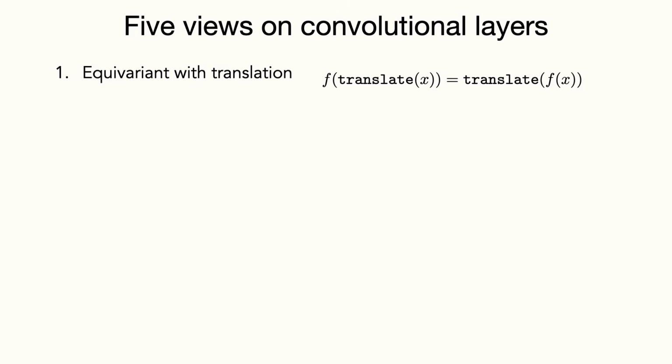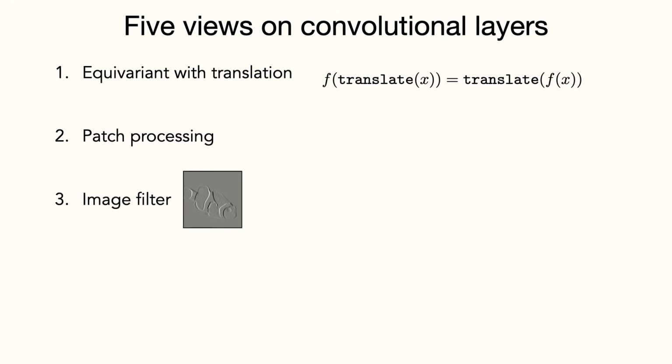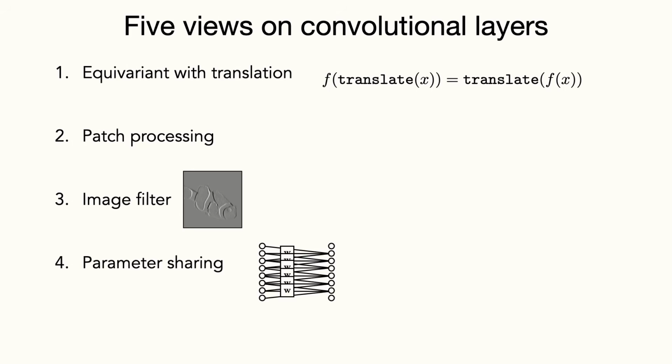Cool. So, some different ways to think about convolution. One, convolutional layers are equivariant to translation. So this is a built-in hypothesis. Two, convolutional layers enable patch processing. It builds explicit parallelism into our computation, which makes it computationally efficient. Three, convolutional layers can be thought of as image filters, things that highlight specific structures in the input data in some useful way that's learned. Four, you can think of them as parameter sharing, right? You're using the same parameters across the entire input data in a computationally efficient way.